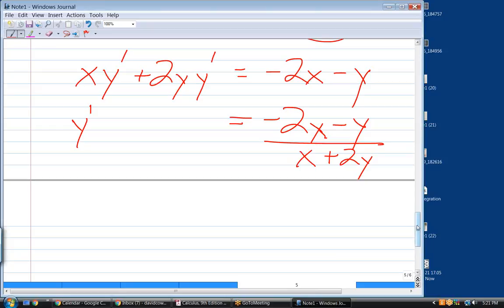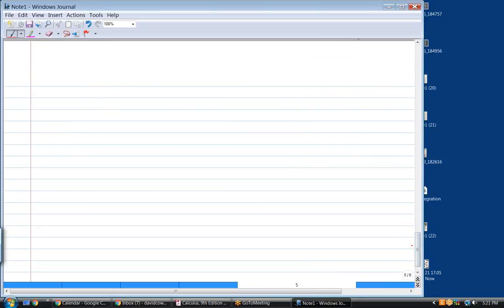Okay, what else do you have? All right. This one is find the average rate of change with respect to x on the interval 2, 4, where y equals x squared.